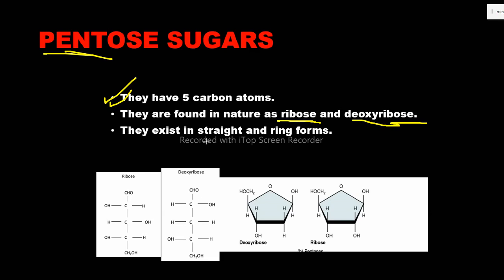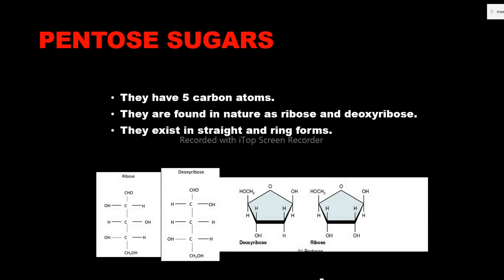Now, they do exist as a straight chain, however, the ring form is more stable than the straight form. For example, let's have a look at this. So you have a ribose sugar. First, let me remove the status bar down. It is removed.